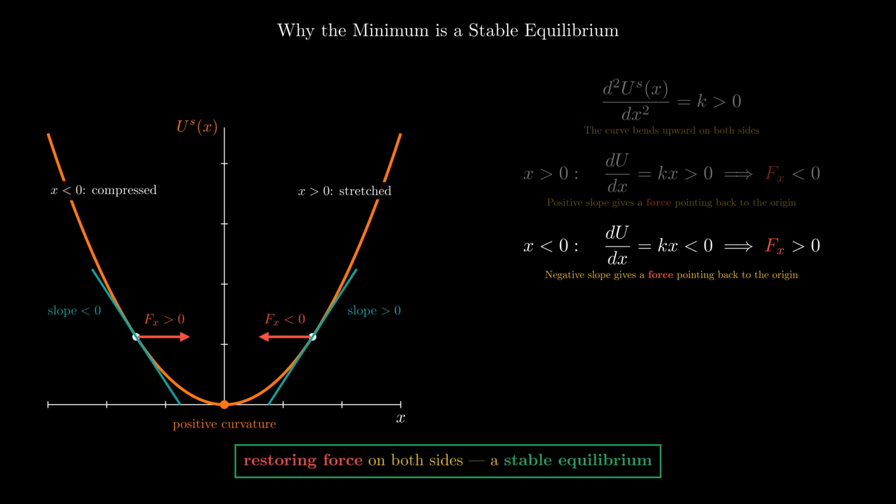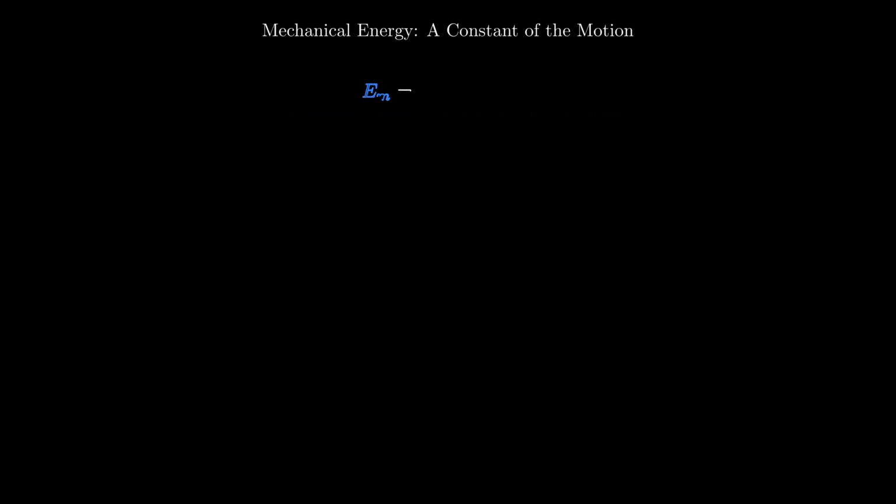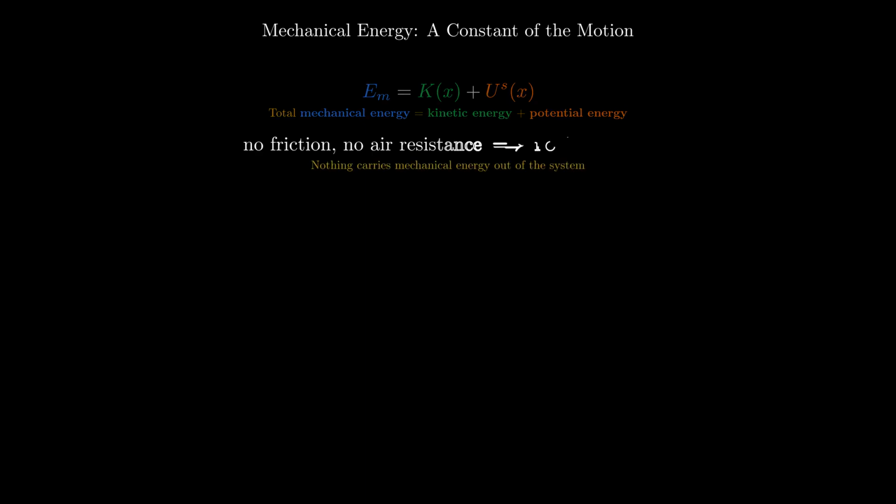That is the signature of a stable equilibrium, a valley in the potential energy with restoring forces on either wall. Add motion to the picture. At any moment, the mechanical energy E is the sum of the kinetic energy K and the potential energy U.